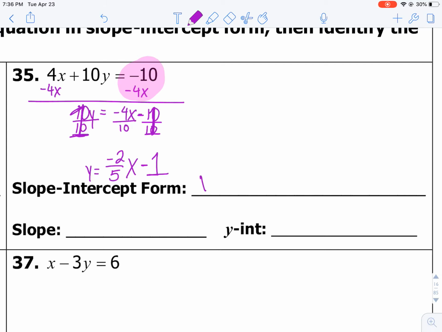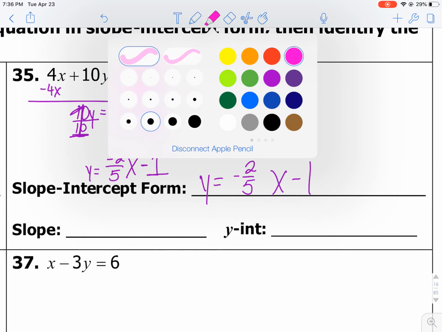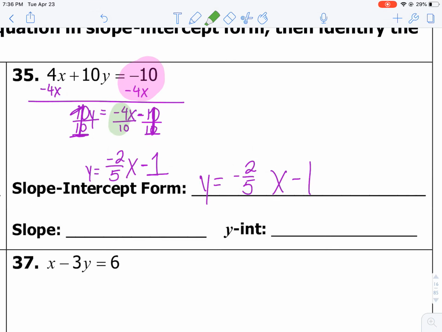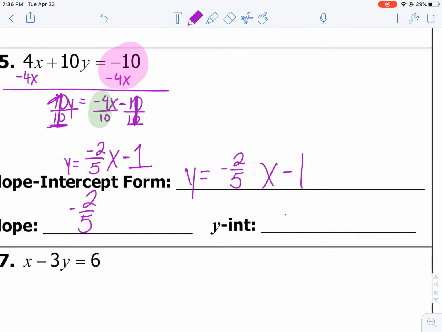So my slope-intercept form, y equals negative 2 over 5x minus 1. Those fractions, negative 4 over 10, I want you to reduce them if possible. So my slope here is negative 2 over 5. My y-intercept is going to be negative 1.